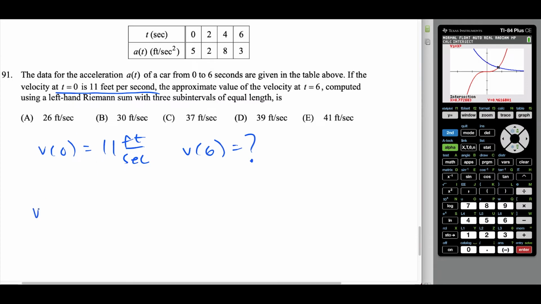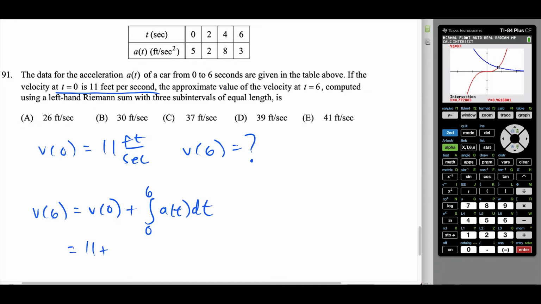So the idea is that v of 6 is equal to v of 0 plus the integral from 0 to 6 of our acceleration function. This is a really nice piece of math to know: we do the integral of acceleration to tell us the net change of velocity from t equals 0 to t equals 6, but we also have to consider what the initial velocity is at t equals 0. So here we have 11, and I'm going to leave the units out because it's multiple choice.